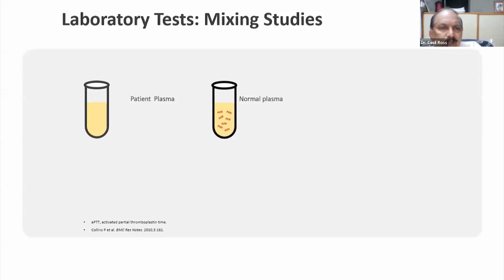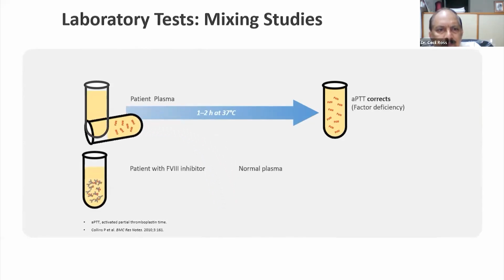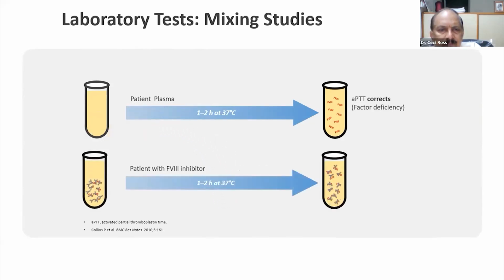You have a patient plasma, it is deficient. You add normal plasma, right? And then you do the APTT. When you do the APTT, it corrects. That means it is factor deficiency. All right. Now, supposing a person has got factor 8 inhibitor, and then you do the mixing study, it does not correct. That means there is inhibitor present. Clear?